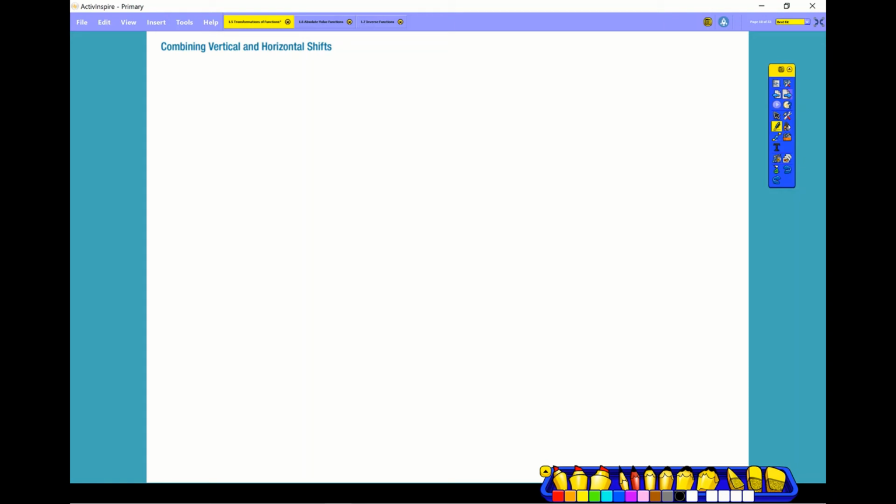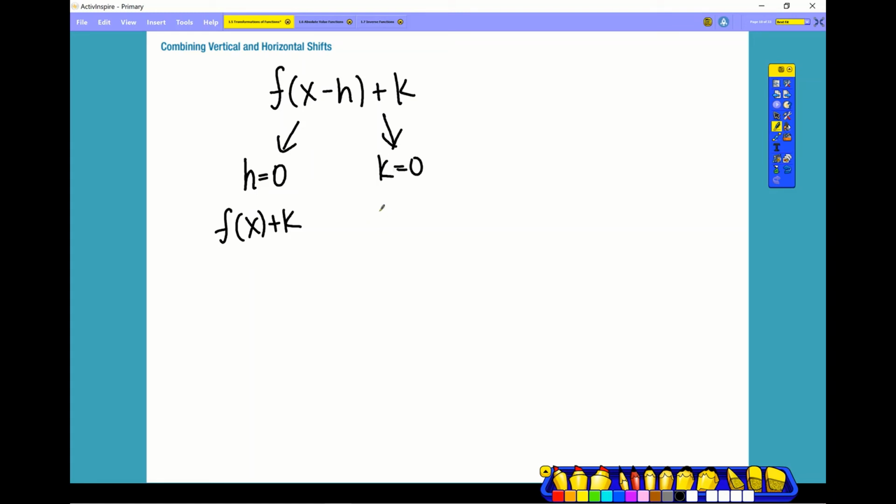Combining vertical and horizontal shifts. So it's possible for you to have something like this, where one of them is not 0. Because remember, if h equals 0, so if you don't move it horizontally, it's just going to be f of x plus k, which is a vertical shift. If k equals 0, you're not going to move it vertically, you're going to move it horizontally.